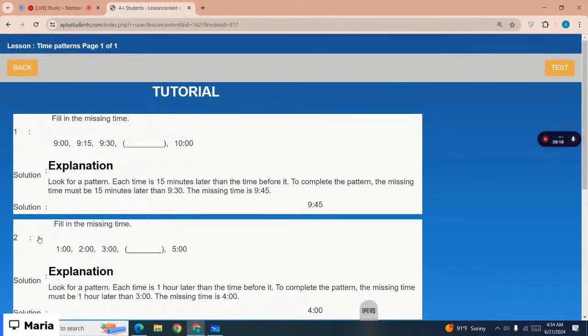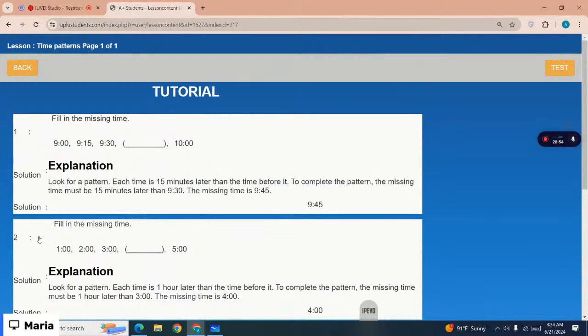Okay, fill in the missing time. 9, 9:15, 9:30. So the pattern is growing by a rule. You have to see how the pattern is growing. From 9 to 9:15, you have 15 minutes, right? From 9:15 to 9:30, again, you have 15 minutes. So the next would be 9:45. You have to find the pattern. The missing value is 9:45.